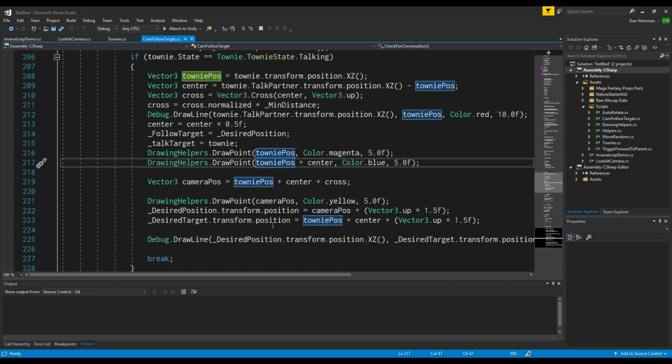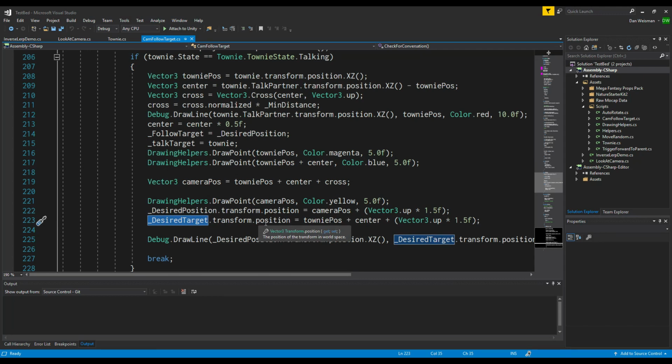So back to the script again, and our blue point is townie pos plus center, and that is exactly where we want the target of the camera to be. So we want our camera's target to be at that blue point. And here I am just adding a Y component to it because we don't want the target position to be on the ground. We want it to be 1.5 units above the ground. That's what this additional calculation is here. And just to clarify, the up vector is a direction vector scaled by 1.5 times.